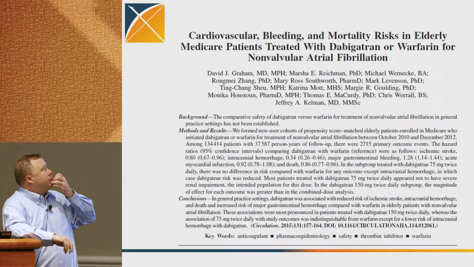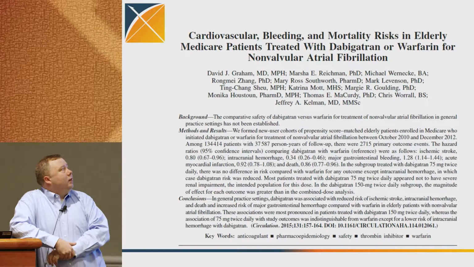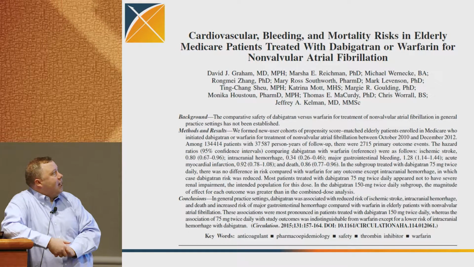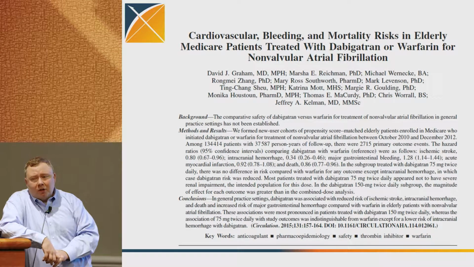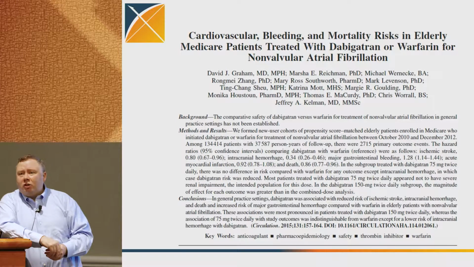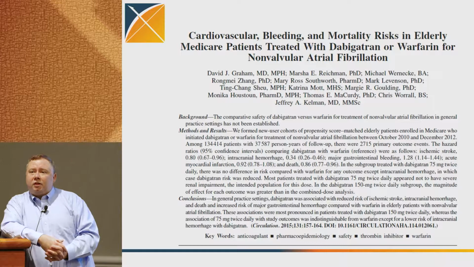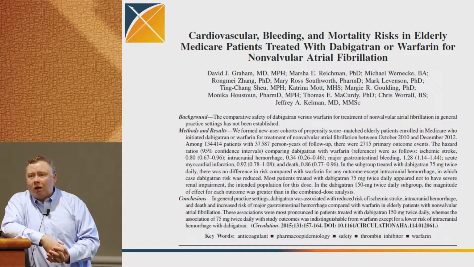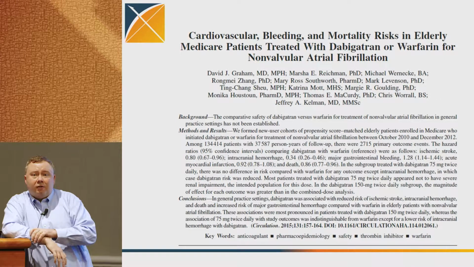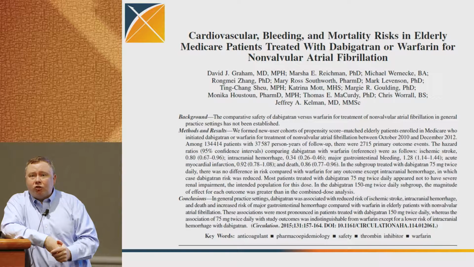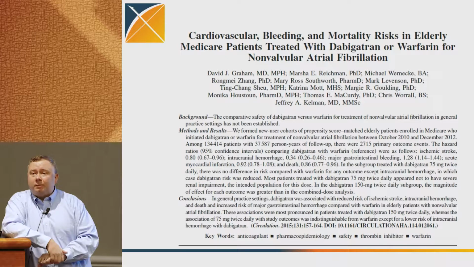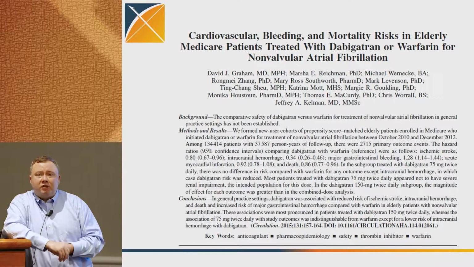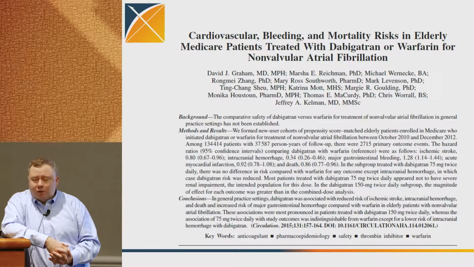It's this paper that was published by David Graham out of the FDA, entitled Cardiovascular, Bleeding, and Mortality Risks in Elderly Medicare Patients Treated with Dabigatran or Warfarin for Non-Valvular Atrial Fibrillation. This was an observational study that used the U.S. Medicare Administrative Claims Database to evaluate the comparative safety and effectiveness of these two different anticoagulant treatments, and showed differences between them that might be important for patients and providers trying to manage atrial fibrillation.